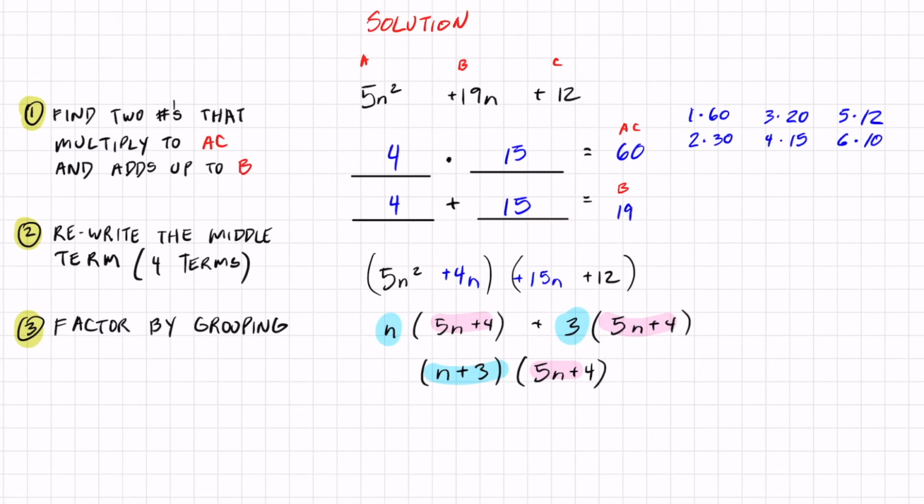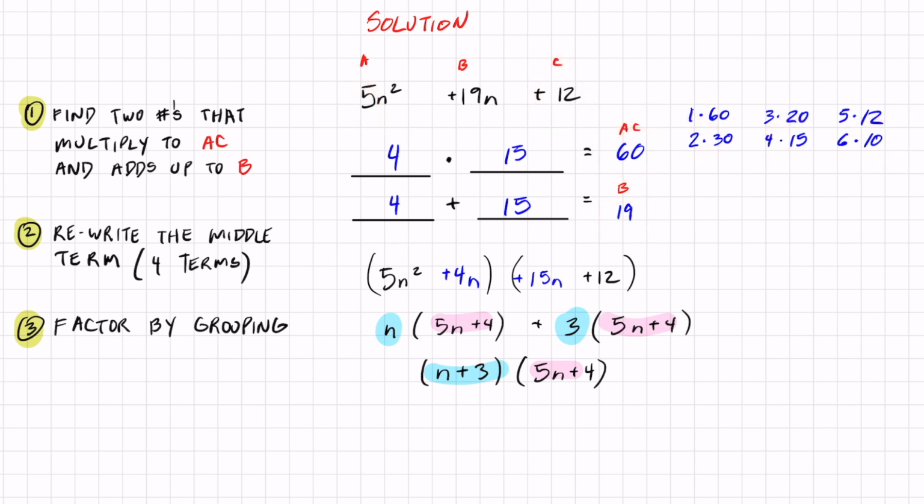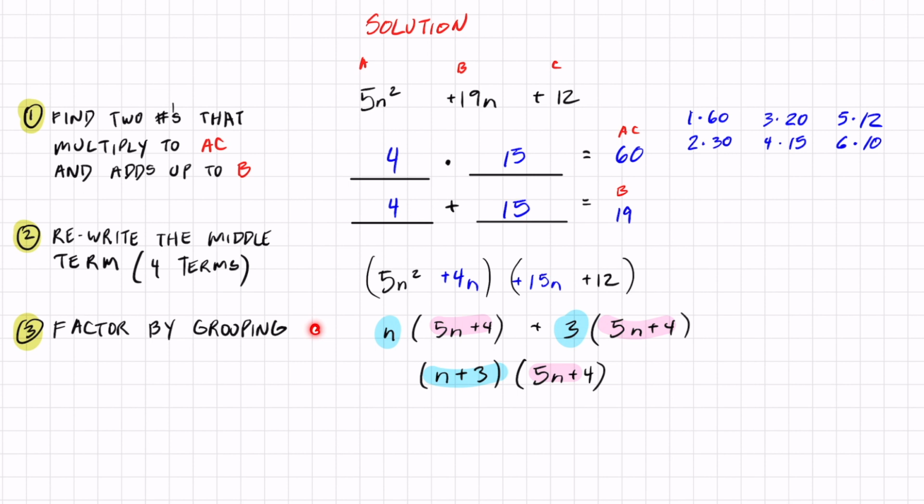Here are the answers. So this one's not bad because if this is positive and this is positive, then both your numbers have to be positive right here. So you got to know your mental math. The combination that worked is 4 and 15. All you got to do is rewrite the middle term for step number 2, and then step number 3, factor by grouping.